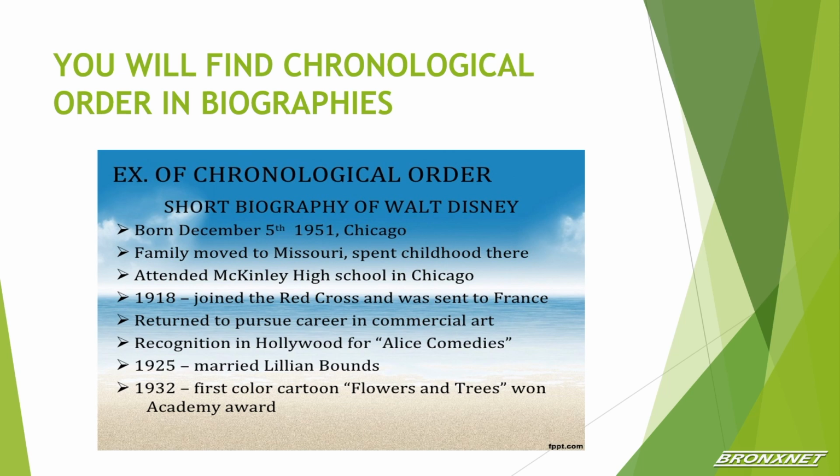Then he had recognition in Hollywood for Alice comedies. In 1925, he married Lillian Bounds. In 1932, his first color cartoon, Flowers and Trees, won an Academy Award. Now, how do you know that this is in chronological order? You see the dates and the years there, and that's how you know it's chronologically written.